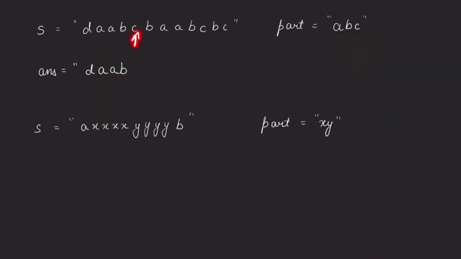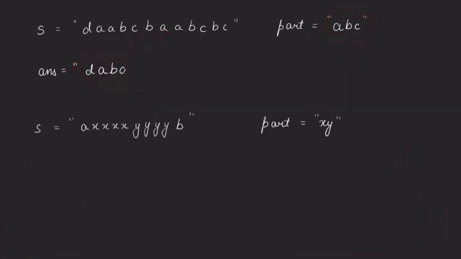Next character is C. So we will append a C over here. Now we will compare this ABC with this ABC, and yes, it is the same. So what we will do is erase the last 3 characters from the string answer, right? So these will be removed. And then we will move on to the next character, which is B. So B will be appended here, and then we will compare this with this. These are not equal. We will move on to the next character, which is A.